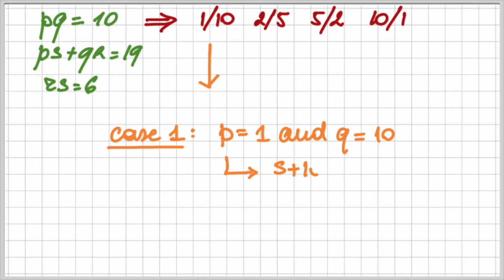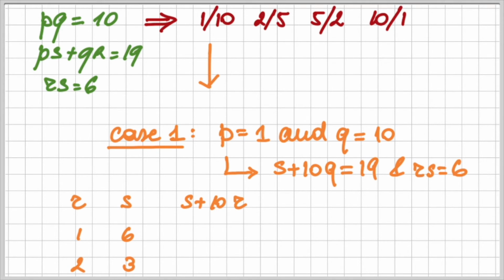Based on this, I can rewrite the equations. So S plus 10Q is 19. So PS plus QR is 19 is now S plus 10 times Q is 19. And R times S is equal to 6. Now we look at the possibilities of R times S equal to 6.